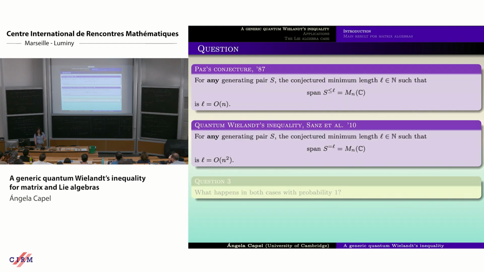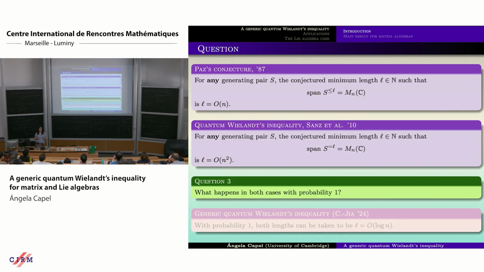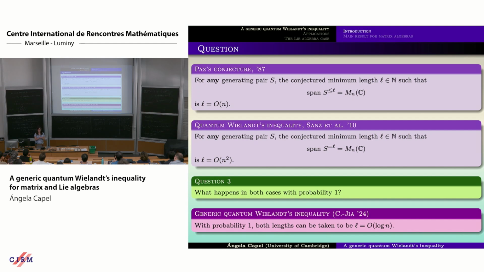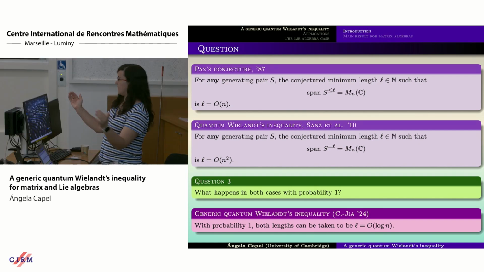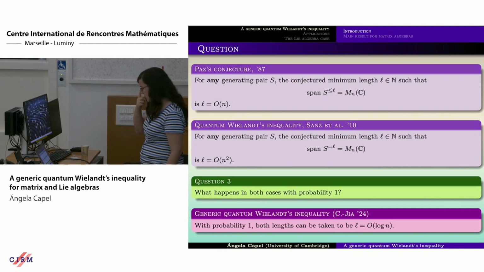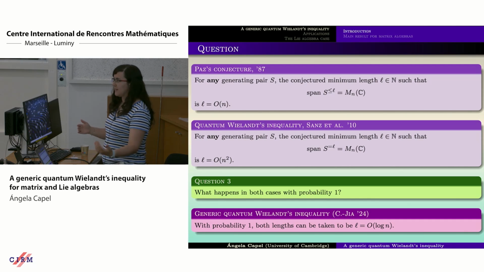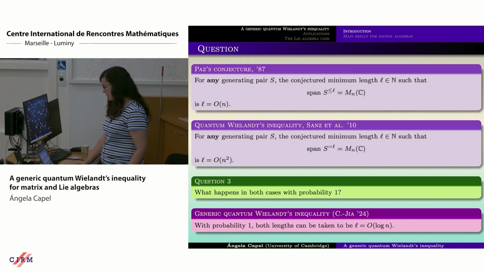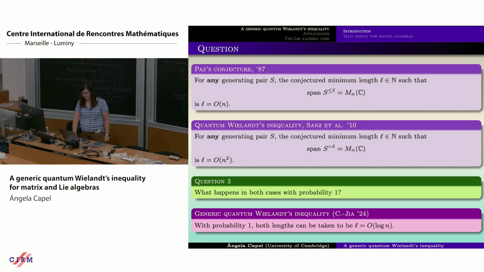So the question for us is going to be, what can we actually say for these two problems with probability 1? And in this particular case, what we can see is that actually we don't need order of n for the Pathé conjecture, or we don't need order of n squared for Wielandt's inequality. We can just stop at order of log of n, which is something that is much shorter, as you can imagine. So this is the main result that I want to discuss now. And until now, I was a bit hand-waving. Now I'm going to be a bit less hand-wavy, a bit more precise.